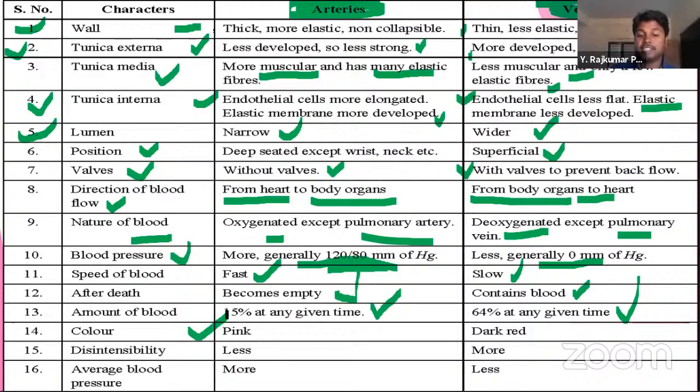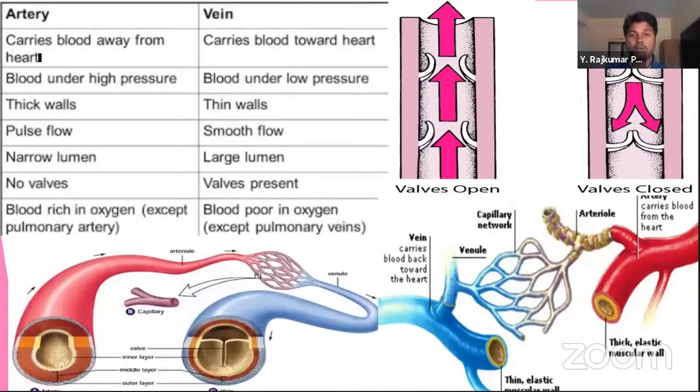Color, arteries are pink in color, just now I said reddish in color, and veins are dark red. Distensibility is less in the arteries, but distensibility is more in the veins. Average blood pressure is more in the arteries and less in the veins. Let's see the structure here. Arteries and veins carry blood, these are the common points. These are the normal points that you need to remember. They carry blood away from the heart and towards the heart. They have high pressure, they have low pressure. Arteries have thick walls and veins have thin walls.